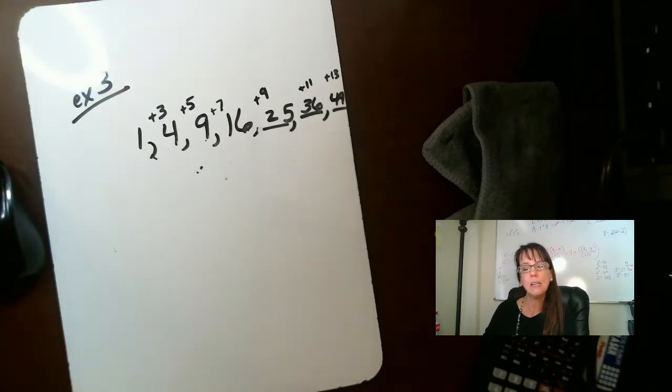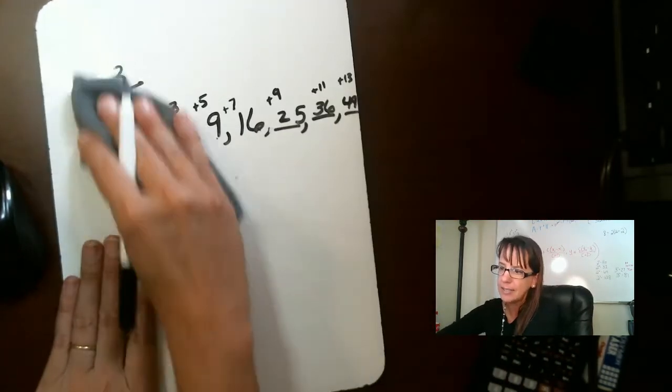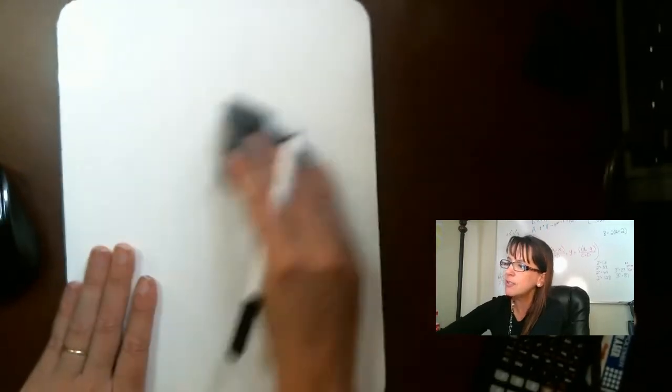So when you're looking at sequences, ask yourself, what do I need to add or subtract to get the next number? That's going to be the most helpful. All right. So take a look at that. If you have any questions, let me know.